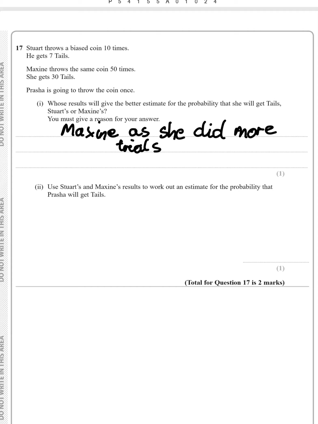Use Stuart's and Maxine's results to work out an estimate for the probability that Prasha will get tails. Well, let's put them two together. So we end up with 60 attempts, and actually we got 37 tails. So 37 out of 60 is the probability, because we've got 60 in total, 37 tails.